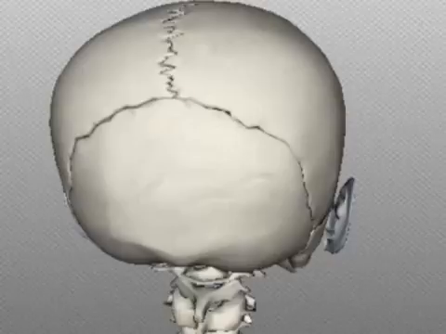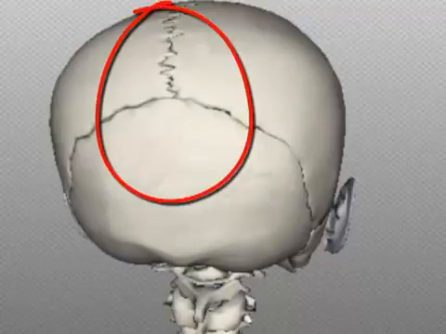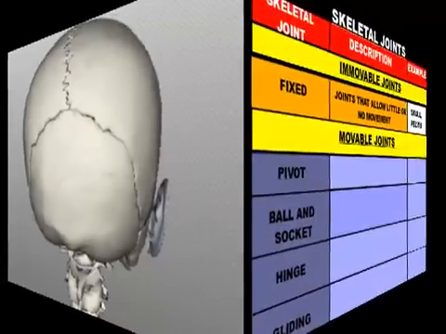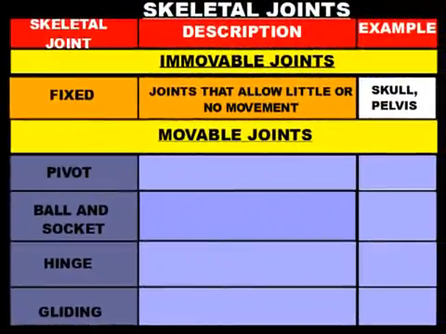All these joints in the skull are called fixed joints because these joints show no movement whatsoever. They're just places where bones meet, which is the definition of a joint. So that's a fixed joint. Now that's it for our immovable joints. There's only one type that there is. So we're going to move on to the movable joints.